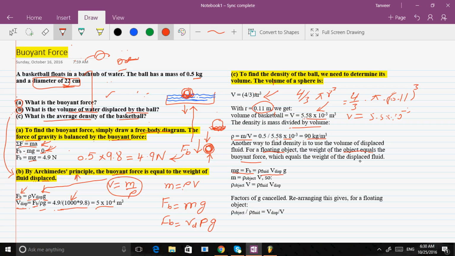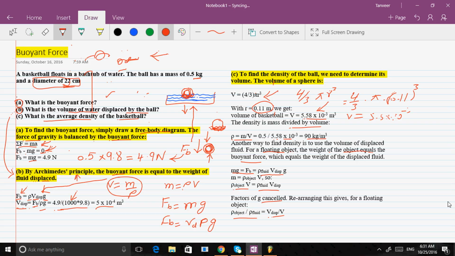Another way to find the density is to use the displaced volume for a floating object. The weight of the object equals the buoyant force. So by using the same Newton's second law, we have mg equal to the buoyant force, that equals the density of the fluid times the volume of displaced water times gravity, Earth gravity. And by inserting all these values, the density of the object times the volume equals the density of the fluid times the volume of the displaced water, and the factor of g is cancelled.